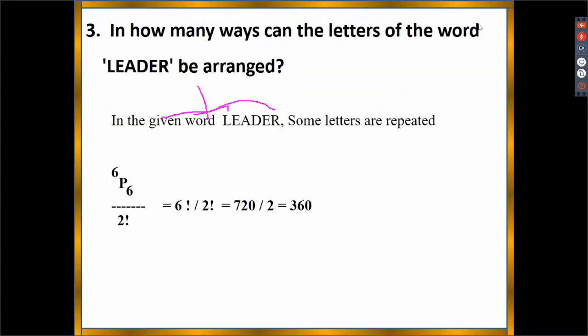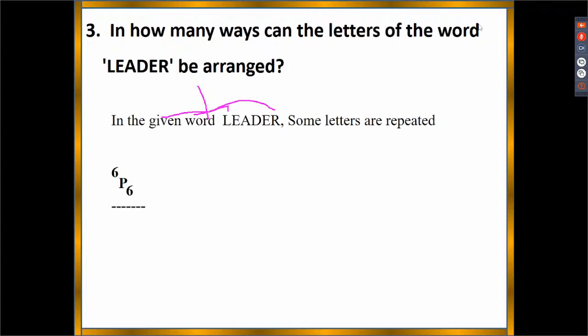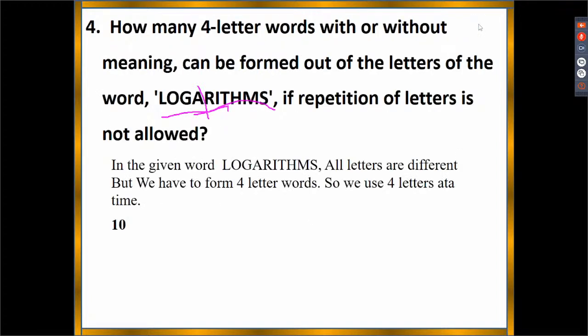They did not mention whether you want to form a 3-letter word or a 4-letter word. That is the reason we used all 6 letters there. In BIHAR, we also formed 5-letter words. But in LOGARITHMS, we have to use only 4-letter words. That is the reason we use 10P4. 10 is the number of letters they gave, and 4 is the number of letters we can use at a time. Now is it okay?